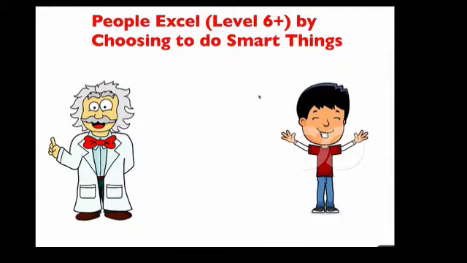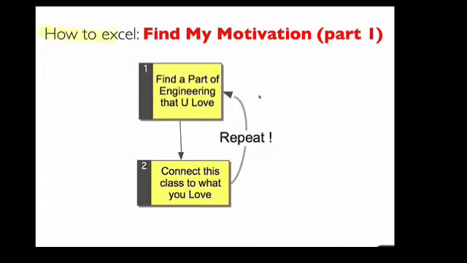What the researchers say is that people excel, which means getting insanely good at things, by choosing to do smart things or choosing to do wise things. And what this means is that all of you can excel, and it's just simply a matter of choice. So, how do I excel?